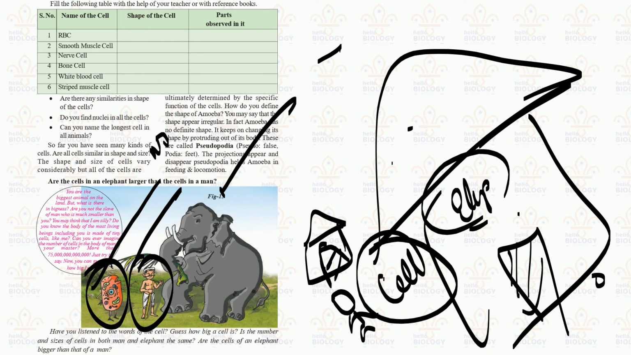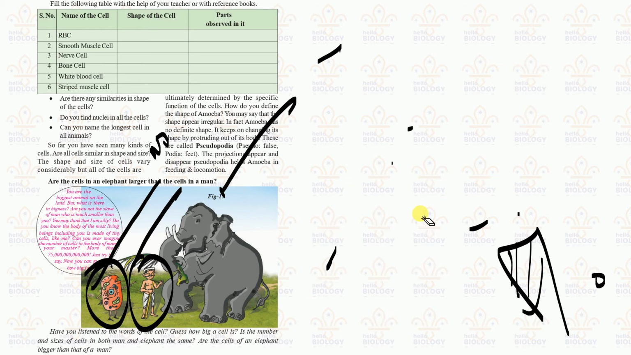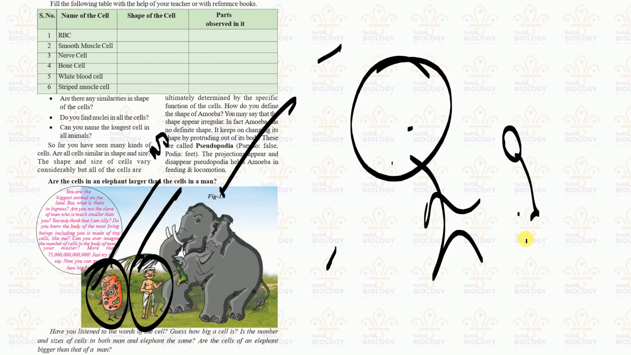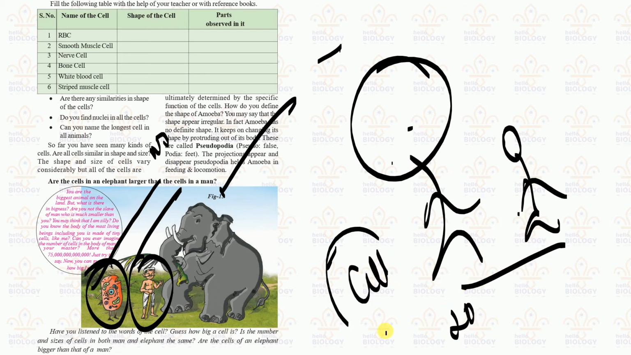Have you listened to the words of the cell? Guess how big a cell is. Are the number and sizes of cells in both man and elephant the same? Are the cells of an elephant bigger than those of a man? That means whether the animal is bigger or smaller, the cells cannot differ. Only the number of cells will differ, but the size will be the same.